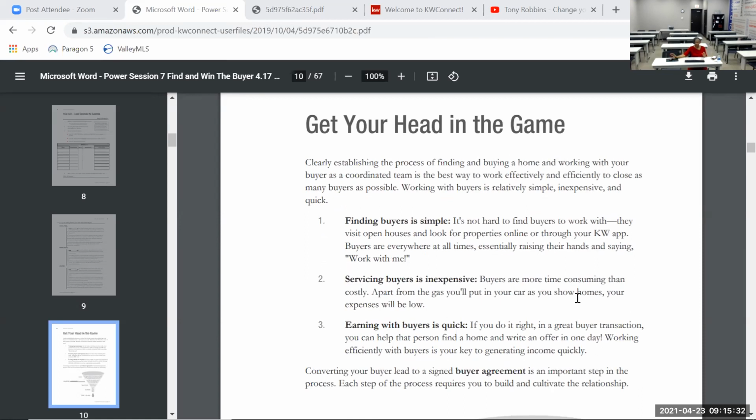And the reason for this is that it's not hard to find buyers to work with. There are buyers out there all the time. You could go to open houses. If you work an open house, buyers are always coming through open houses. Most of them do not have an agent. So if you connect with them properly and you follow up with them, those are potential buyers for you.